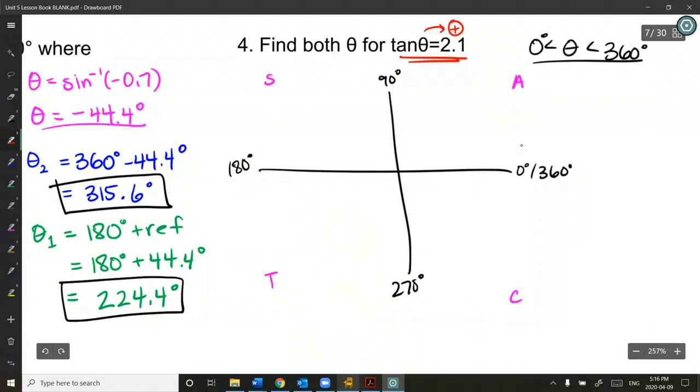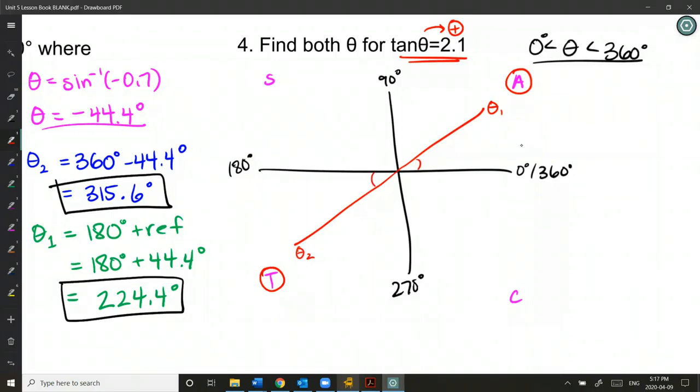So where is tan positive? Well, all ratios are positive in the All quadrant, and tan is going to be positive in its own quadrant. So I'm going to have some theta here and another theta here where the reference angles between the horizontal are equal. So let's start by finding theta 1.